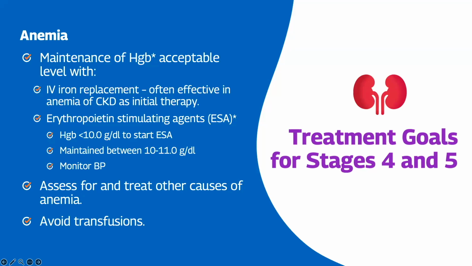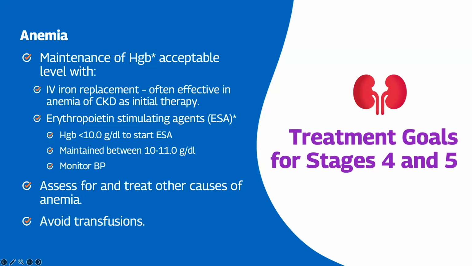Also, we know that ESA therapy has very defined guidelines on when to start. The patient needs to have a hemoglobin less than 10 to start, and it must be maintained between 10 and 11 for patients with CKD due to the potential of life-threatening cardiovascular events when the hemoglobin level becomes greater than 13. Also, when the patient starts taking ESA therapy, the patient's blood pressure should be monitored because it can become elevated with the correction of the patient's hemoglobin.